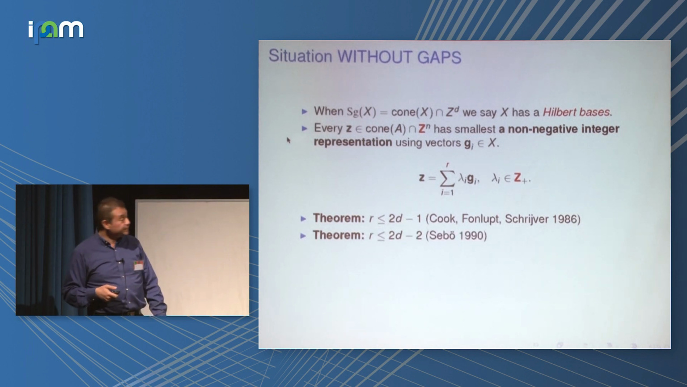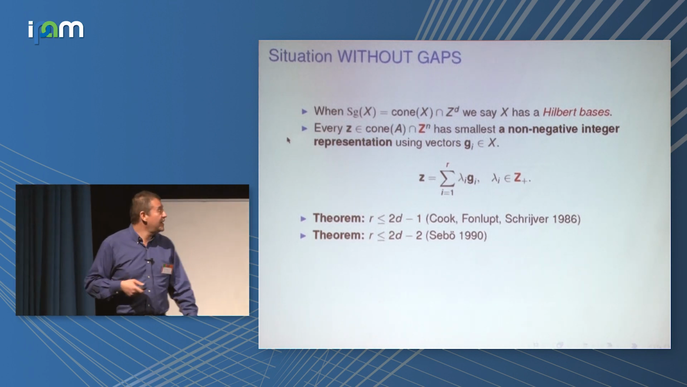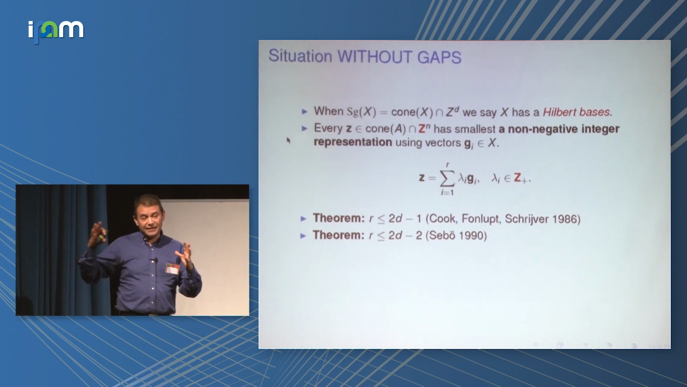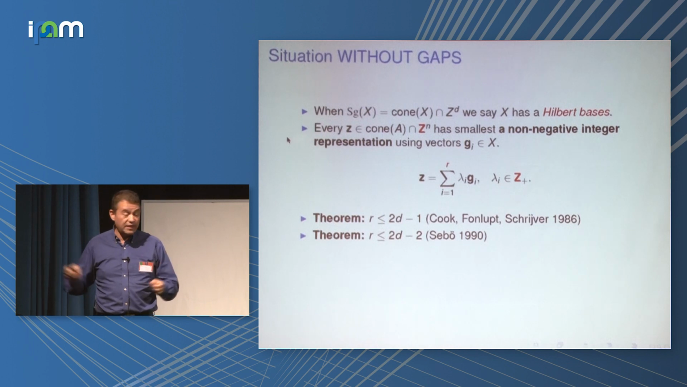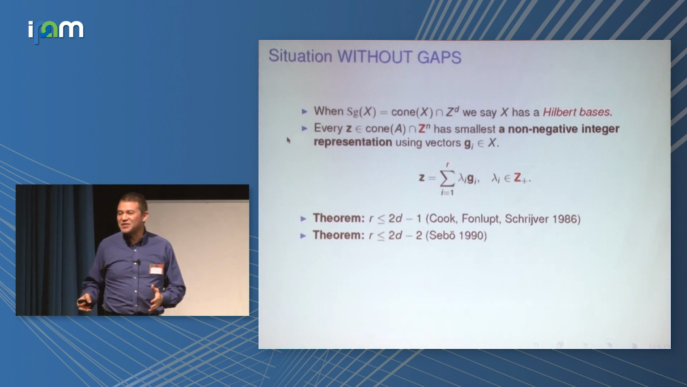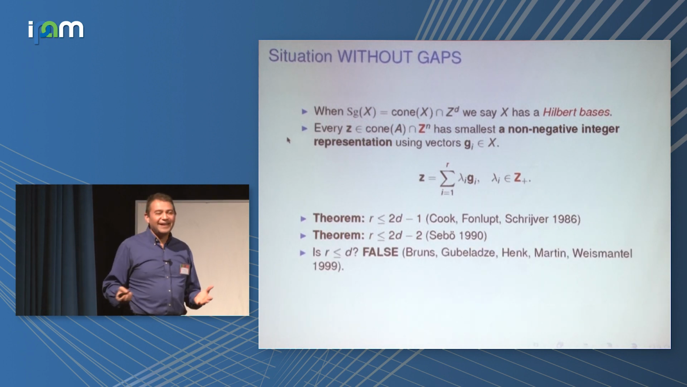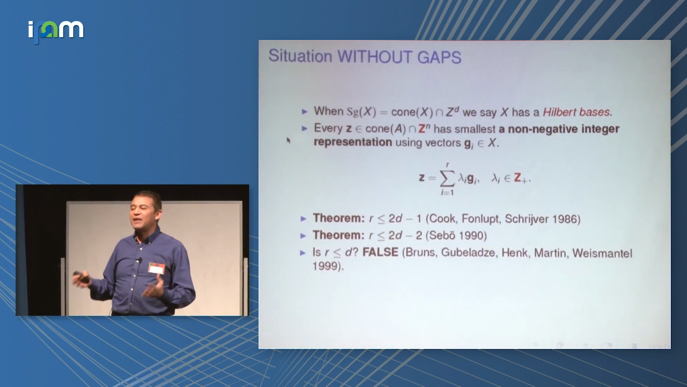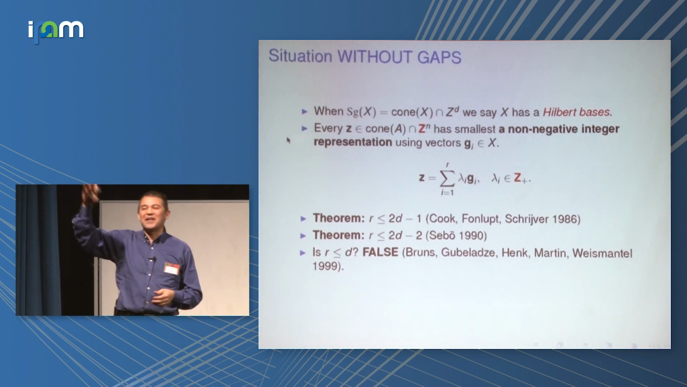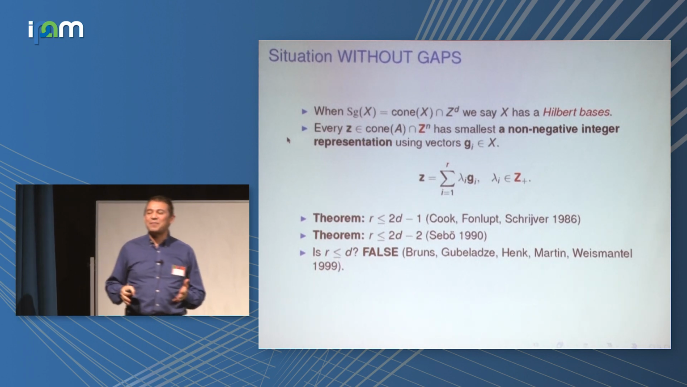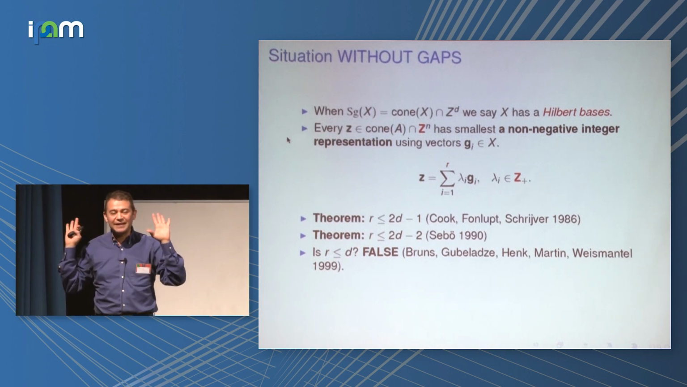And here is another one. In 1990, Sebő, a Hungarian mathematician, proved that you never need more than 2D minus 2 vectors if you are in dimension D. So what do you think? Is it going to be D? Well, it's false. And this is one of the things that I really like about mathematics. When you think something is going to be a theorem, some crazy counterexample comes out and shows you that your intuition was completely wrong.